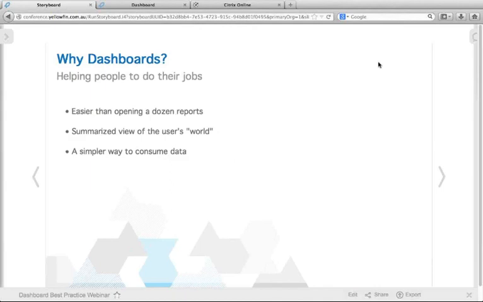And it is eventually a summarized view of the user's world, basically accessing the data that they need, the data that they can actually access. And ultimately, a simpler way to consume data. And I would actually say the whole idea behind dashboards is to make data consumption easier. And that's the goal, and that's the whole point that we're going to drive throughout this entire webinar.